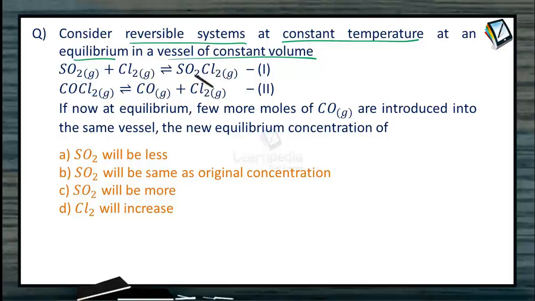SO2 gas plus Cl2 gas giving SO2Cl2 gas is the one system. And another one is COCl2 gas, carbonyl chloride gas, giving CO gas plus Cl2 gas. These two systems are there in the same vessel at the same temperature at an equilibrium state. Now, at equilibrium, a few more moles of CO gas are added. So, we are increasing the number of moles of CO gas by adding moles of CO into the vessel.